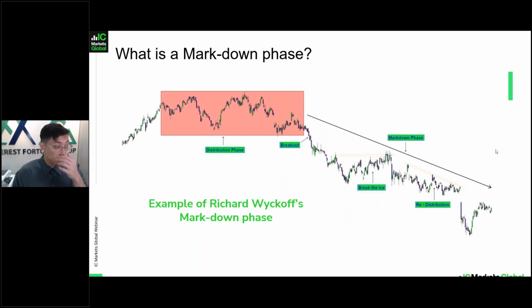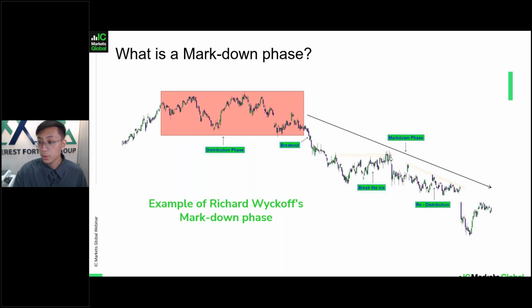Yep, so this is an example of your markdown phase, in a sense that we have your distribution phase over here, which is your consolidation, and then we have your breakout. And then you can see right here, after price broke out, it became bearish, and then price started to respect these highs over here. Okay, so this is where you draw your supply zone right here. If price starts going back up, then it's time for you to exit your trade.